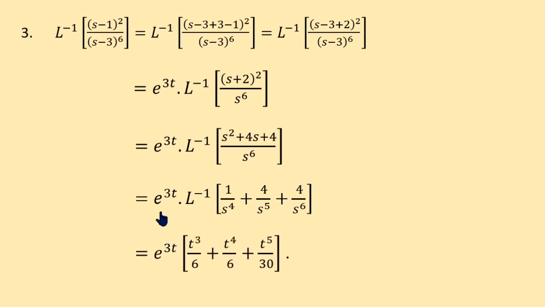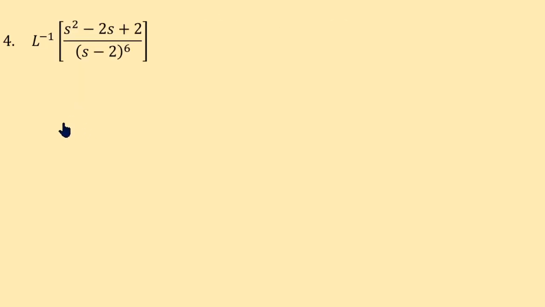And hence, the answer is e power 3t into t power 3 by 3 factorial is 6, 4 into t power 4 by 4 factorial is 24, 4 by 24 is 1 by 6 and 4 into t power 5 by 5 factorial is 120, 4 by 120 is 1 by 30. So this is the inverse Laplace transform of s minus 1 whole square by s minus 3 whole power 6. Same type, one more question.